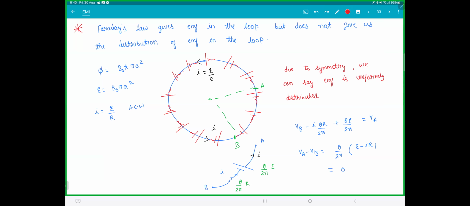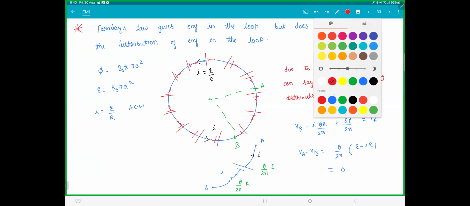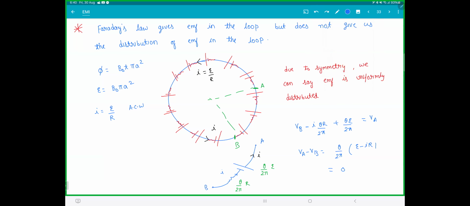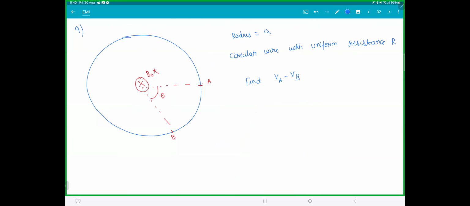Let's see one more like this. Turn the page. Yasha, Vartika, Palaksh, Aryan, Ali, Adrit. Perfect. Next one.